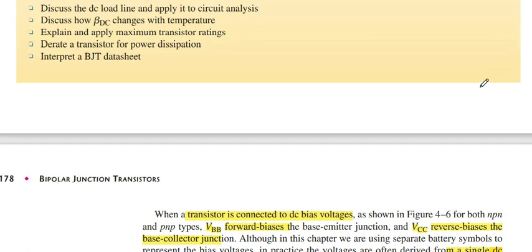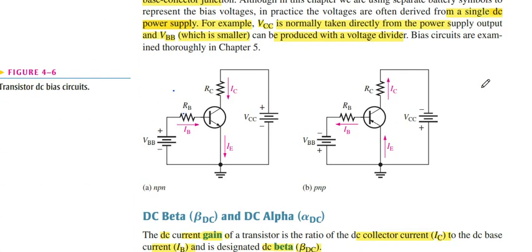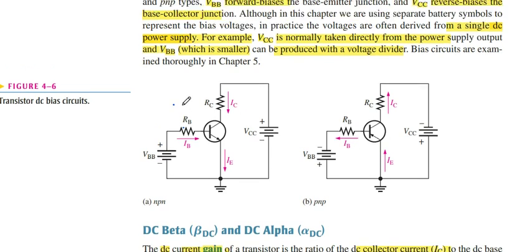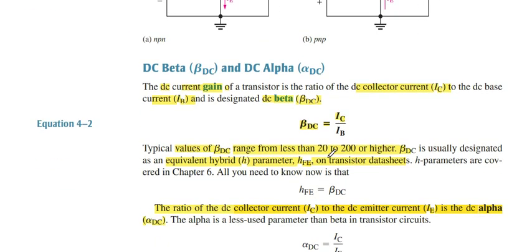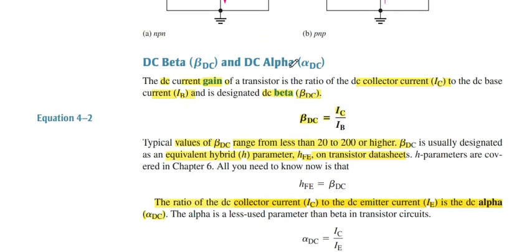Let's start it. I tell you about the symbolic representation: IC, IB, IE (collector current, base current, emitter current), base resistance, collector resistance, base voltage, collector voltage. Same as mentioned, only the polarity changes for NPN and PNP transistors. Beta DC and alpha DC.